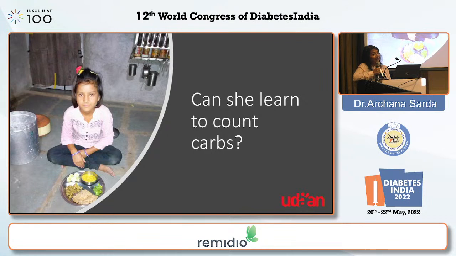She can. She lives in a village in a tin roof with, I think, 100 square feet of a home. Her nearest road from her home is 7 kilometers. It takes her 4 hours to reach us. But this girl can count carbs, because look at her plate. She sent her photograph. Because they make a chapati.